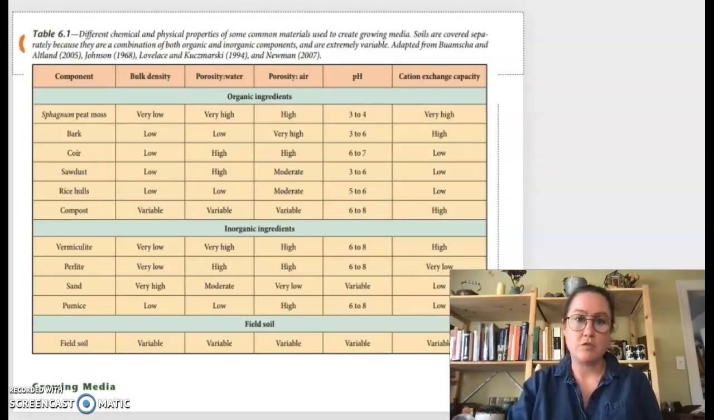And here is a table for your reference of different chemical and physical properties of some common materials. So bulk density, porosity, pH, and cation exchange capacity.